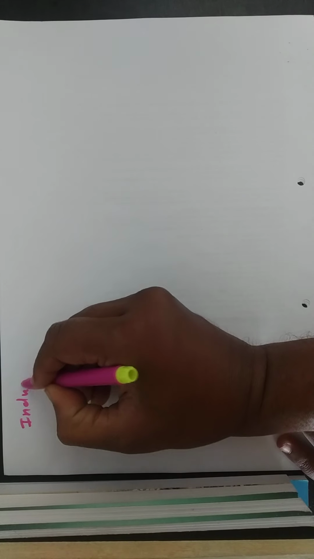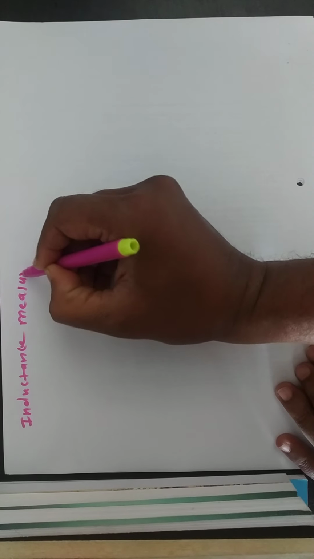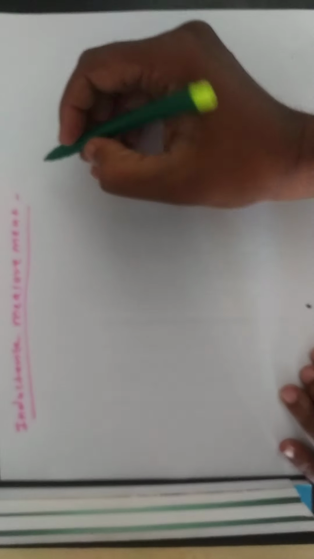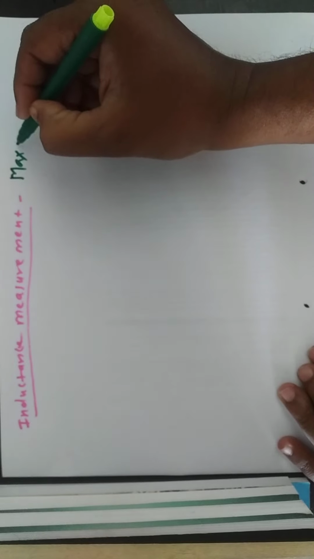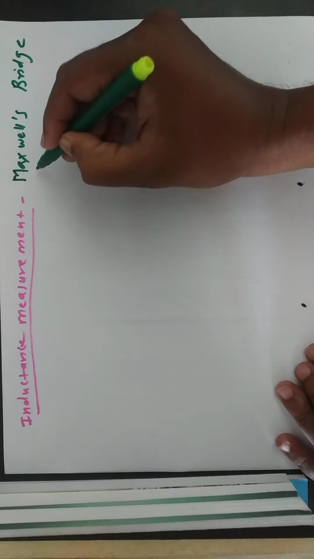For the inductance measurement we will use Maxwell's bridge. For the inductance measurement, the popular method is the Maxwell bridge. And as I told you, initially we will see some of the important concepts when you have inductance and capacitance in your circuit.